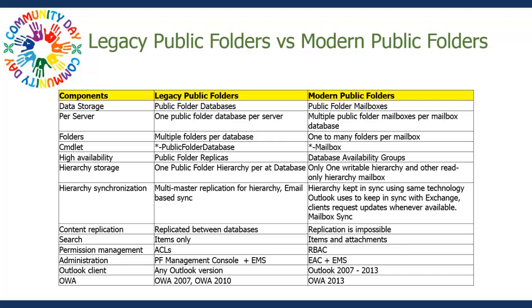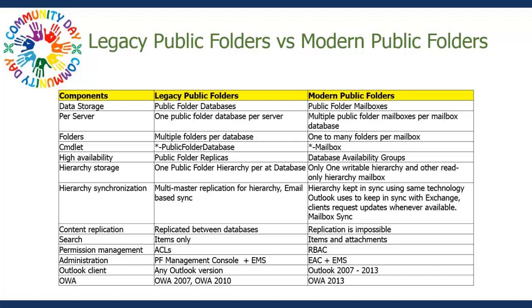Content replication. Earlier it used to be replicated between databases. There's no replication of public folders separately now, so it's DAG replication only. If you don't have a DAG, there's no other way to replicate the public folders. So it's highly recommended that when you have a public folder, you should keep a DAG for the replication of the public folder database. Search. Earlier it used to search only the items inside the public folder, not the attachments. Now it does the attachments as well as items, which is another cool feature.